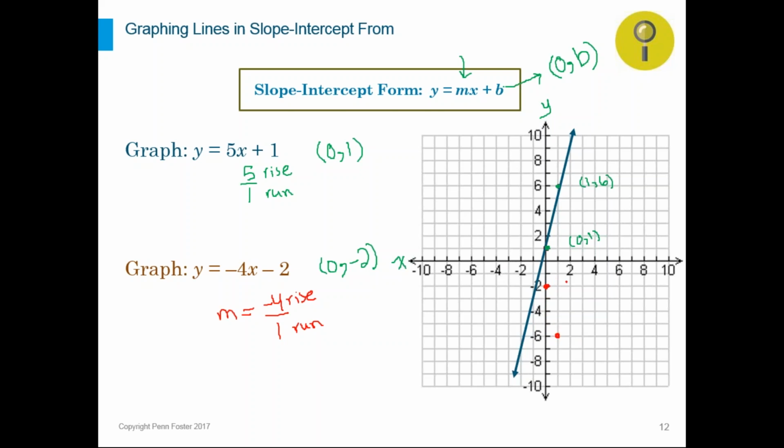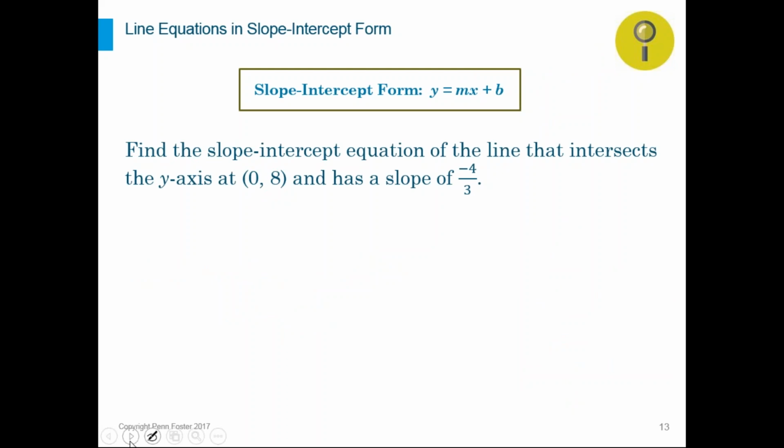So far we have the point (0, -2) that was concluded from the equation. And then the second point is (1, -6). 1 here and then -6. And then connect the points. And that would give you the graph of the line. Here you go. That's it. Questions? Okay, let's go to another question.